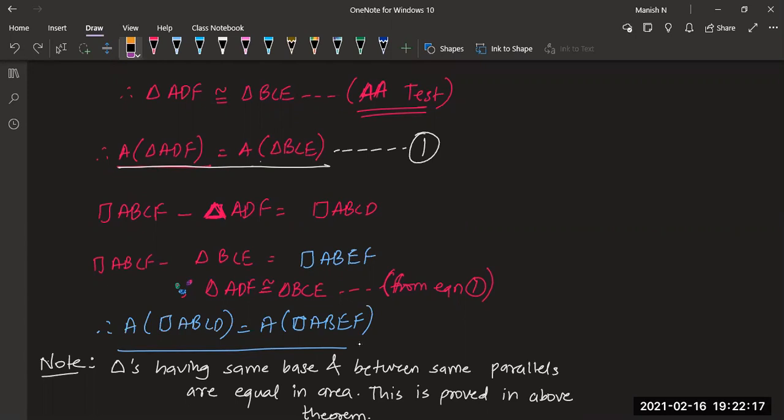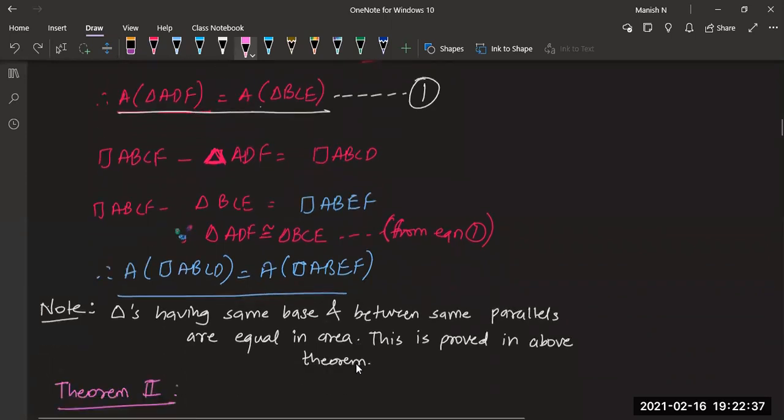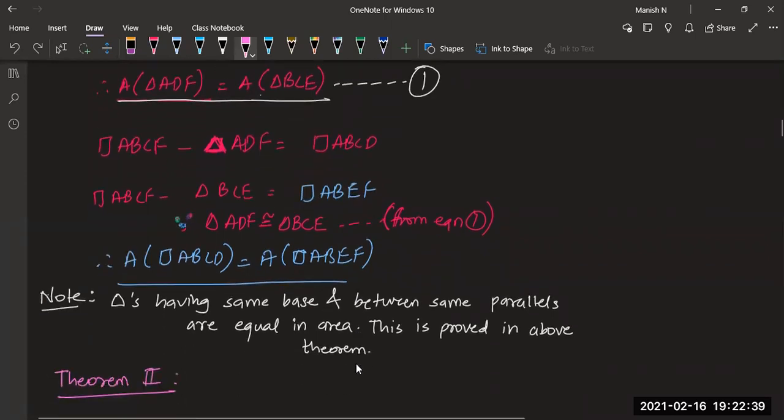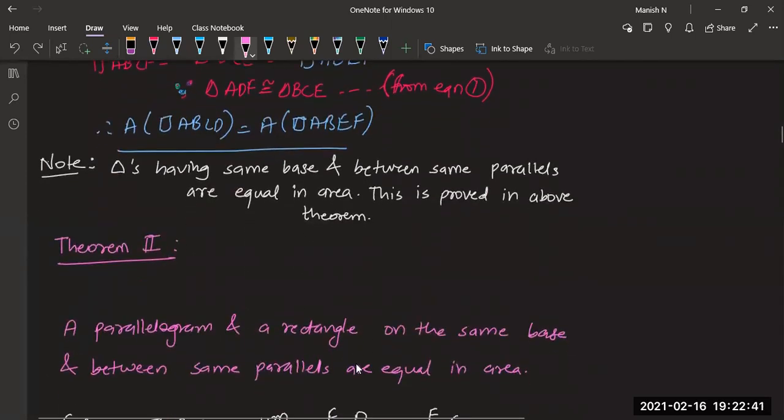In this theorem, we have also proved that triangles having the same base and between the same parallels are equal in area, right? We have also proved that they are equal in area, because triangles on the same base and between the same parallels are also equal, right? So this is a very important theorem. Now let's see another theorem.